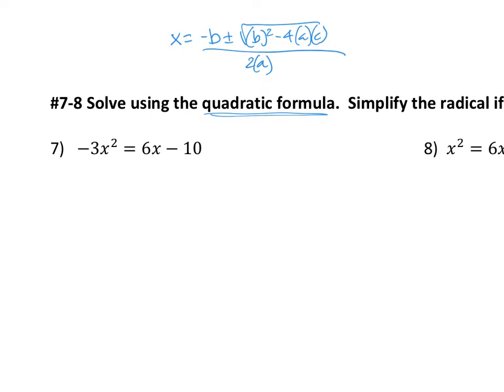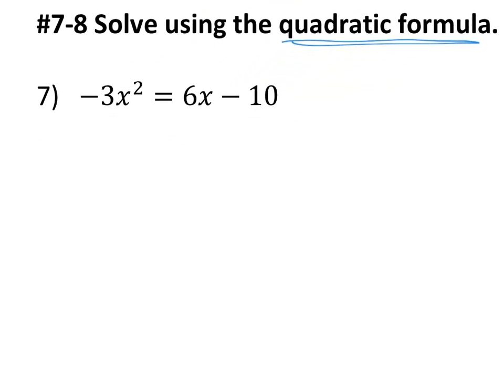This particular one looks like the most efficient way would be to move this negative 3x squared to the right. So we're going to be doing the inverse of adding that. On the left, it goes to 0. We then have 3x squared plus 6x minus 10.